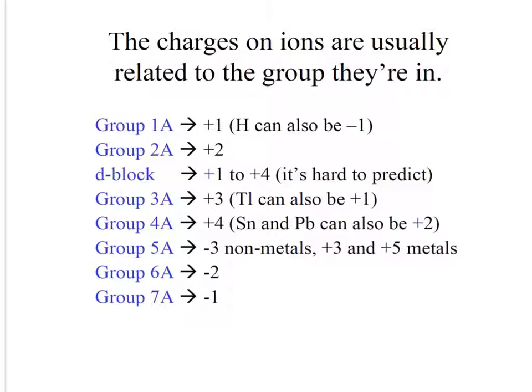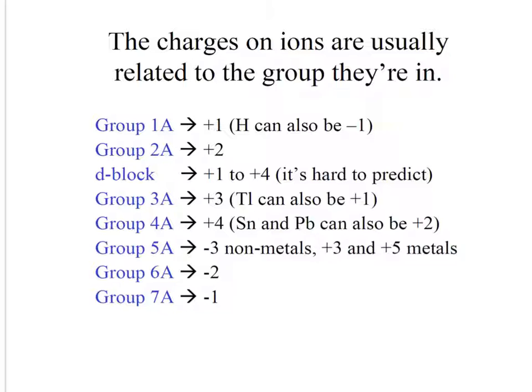You can predict the charge of most ions from the group that they belong to on the periodic table, so we labeled these in pre-AP. Group 1 is +1, group 2 is +2, group 3 metals +3, but thallium can do a +1 charge. It may only lose its electron from the p orbital, producing a +1 charge. Group 4 produces +4 ions, but tin and lead can also produce +2 ions, because sometimes they only lose the two electrons from their outer p orbitals.